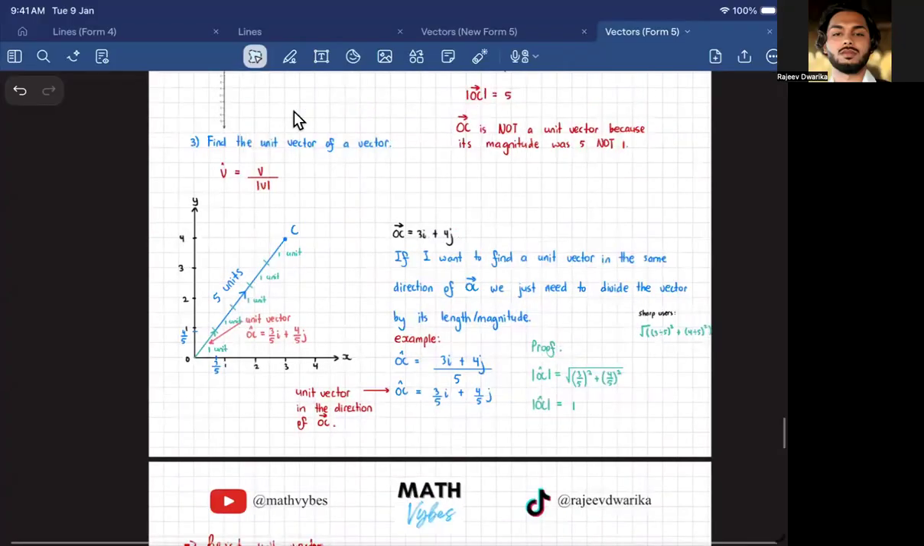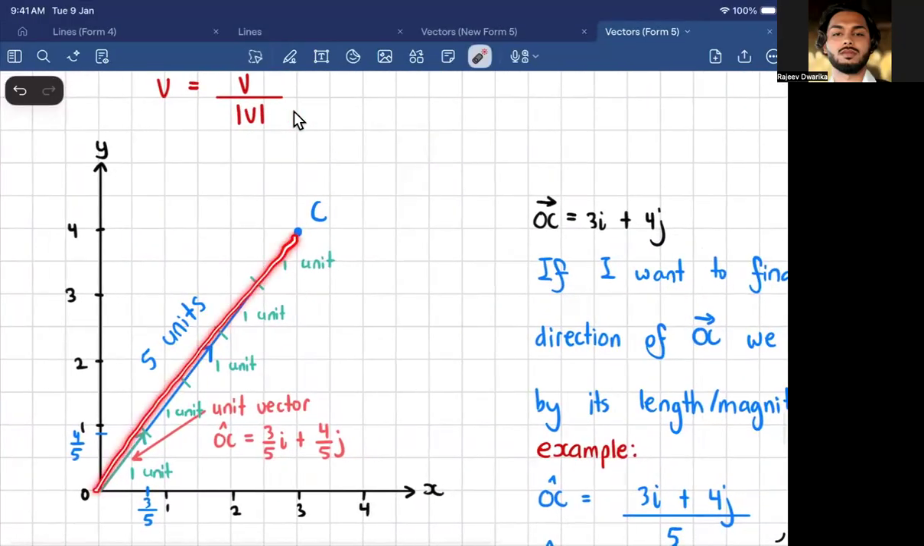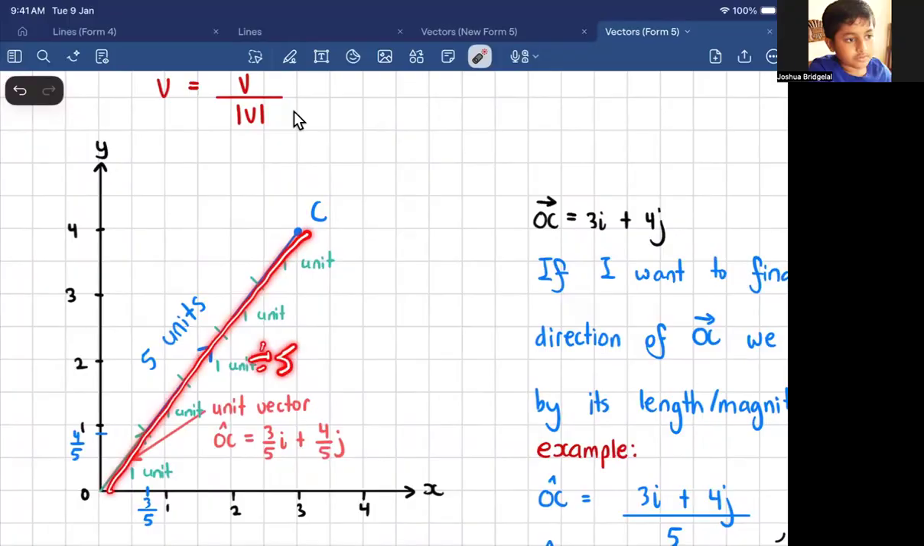Okay. All right. So Joshua, do you understand that the length of this whole vector is 5, and so the entire vector is 5? Seeing that? Yes, sir. So Joshua, if I wanted to find a smaller vector whose length is 1, I should just take the big vector and divide it by 5? Yes, because if it's 5 units and I'm trying to find one, it makes sense to divide by 5. Exactly, it makes sense.